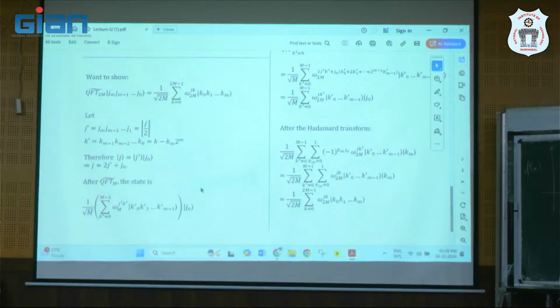So, the input for that was J prime, output was K prime, correct? J prime, K prime. So, we should have got basically this. This was the action of QFT tilde, correct? The output K prime comes in the reverse order, and then it is omega m J prime K prime. That should be the intended action of QFT tilde m. Agreed? Any questions about this?